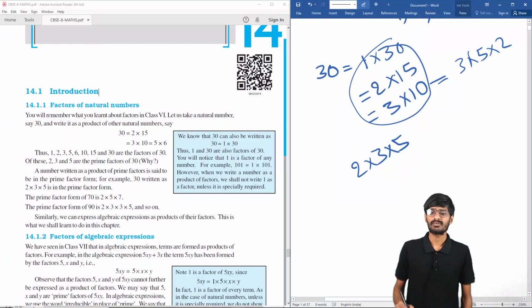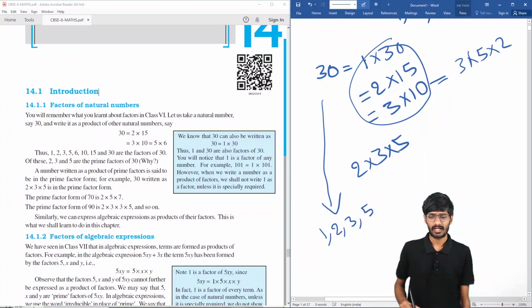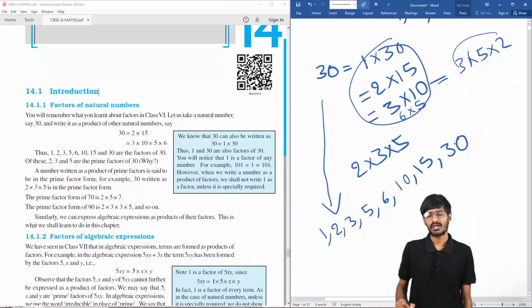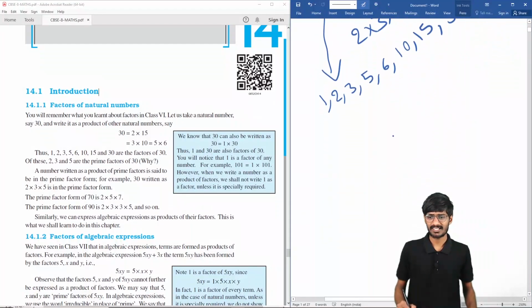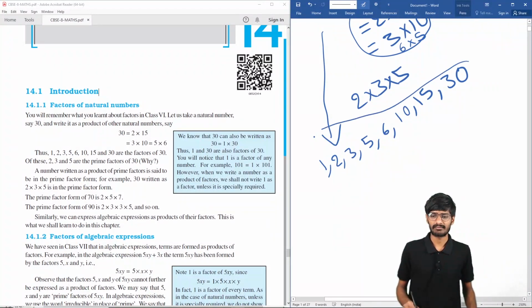15 can be written as 3 into 5, and 30 can be written as 3 into 10. So if you observe, what are the factors for the number 30? The factors are 1, 2, 3, and 5. Here 3 2s is also 6, students. 6 into 5 we can also write, that is 6 5s is also 30. So 6, 10, 15, 30. All these are factors of this number 30.